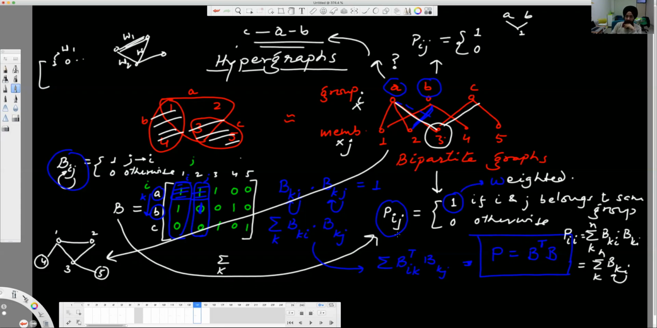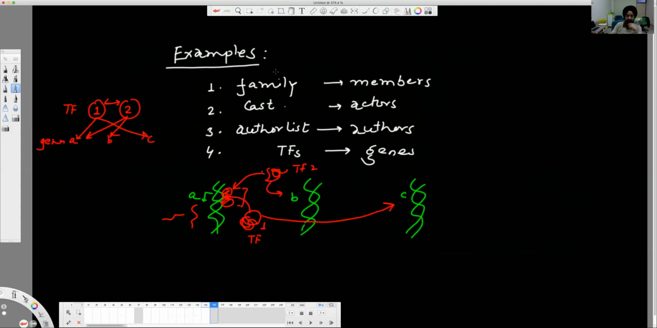Now, how would the P matrix change for this layer? In terms of notation, now we are going to calculate Pij for the other layer. Here I and J both are groups, right? If they have a common member, then there is a link, isn't it? And that will be a weighted link. How many common members it has will be the number there. This can be given by sum over K. What is K here? K are the members.